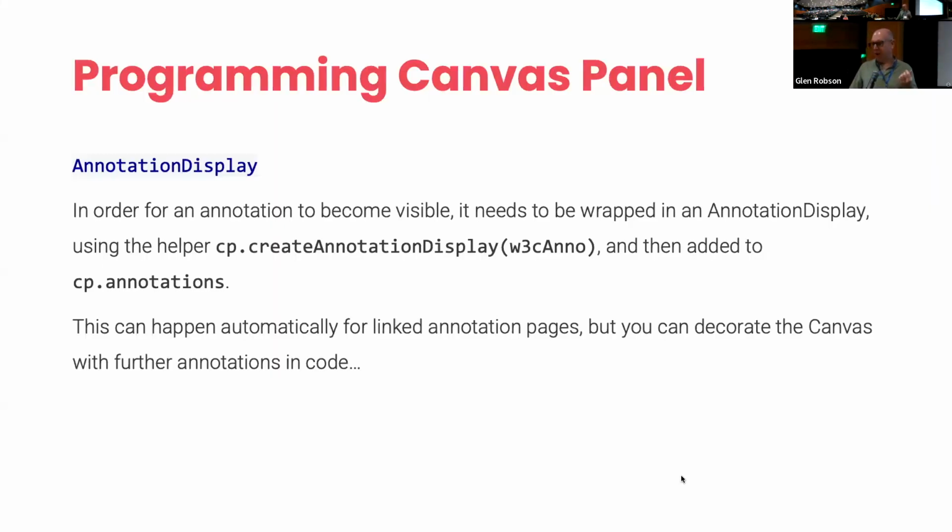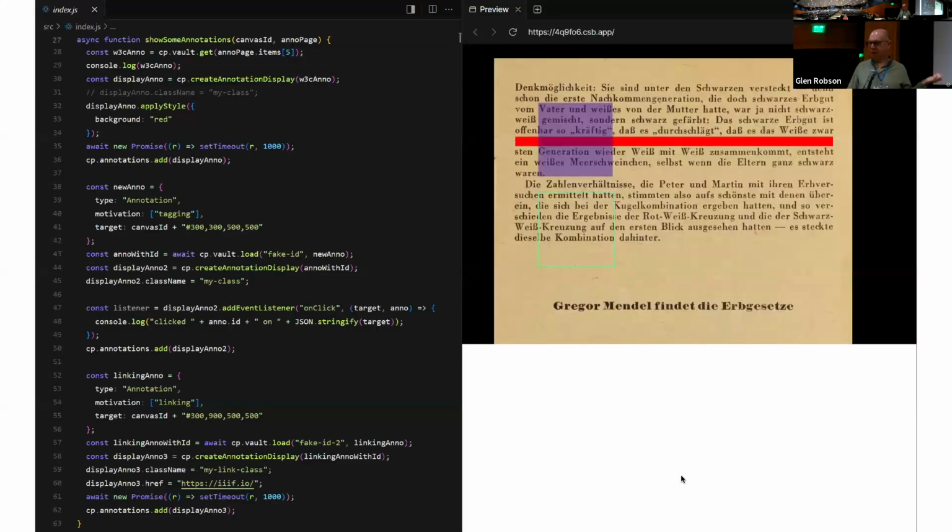Now we have this concept in Canvas Panel of an annotation display. So the annotations are there as data, but if we want to make them visible, we need to wrap an annotation in an annotation display, which is a stylable element, amenable to CSS. So in this example, we're putting 3 annotations on the canvas, and then we're wrapping them in different annotation displays, which allow us to style them. And in fact, on the third one here, we're giving it a hyperlink, so you can click on it.